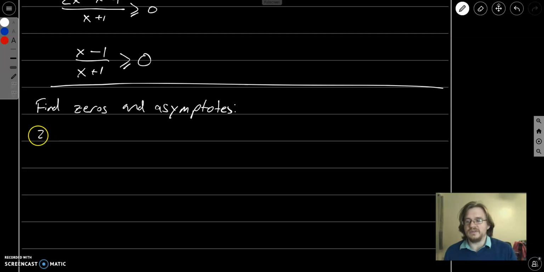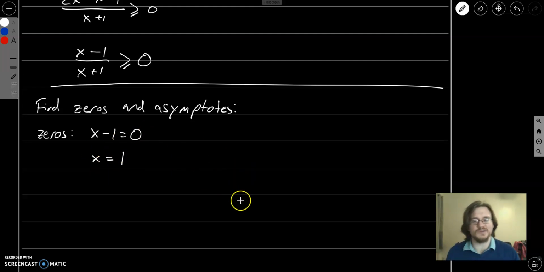So for the zeros, when is a fraction equal to 0? Well, when the top of the fraction is equal to 0. So all I need to do is figure out when this is equal to 0. Well, that's pretty easy: when x is equal to 1. And then I also need to find the asymptotes.